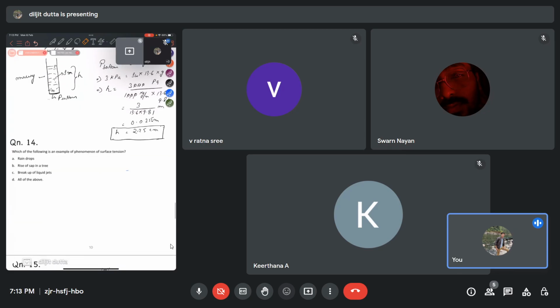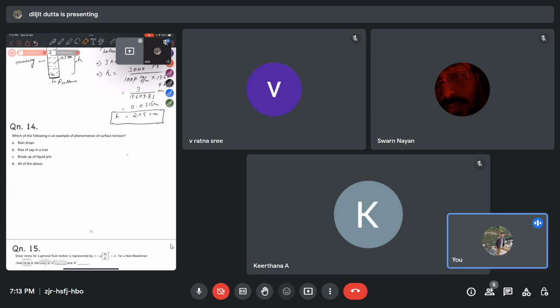Research question number 14 is, which of the following is an example of the phenomenon of surface tension? Raindrops. Yes, raindrops are a phenomenon of surface tension, because I have done the one numerical. If we take a rain droplet, the surface of the droplet experiences surface tension, and it is being balanced by the pressure difference.